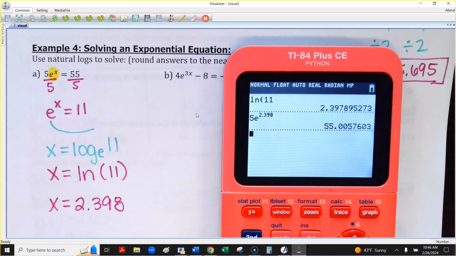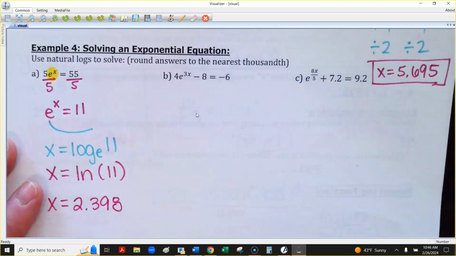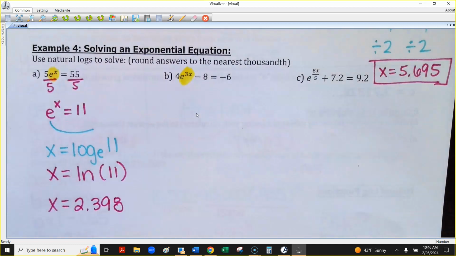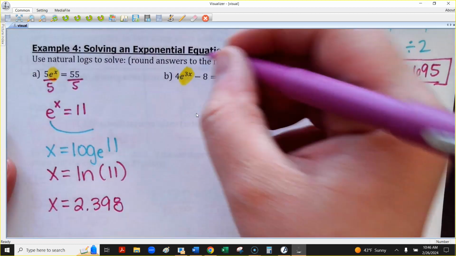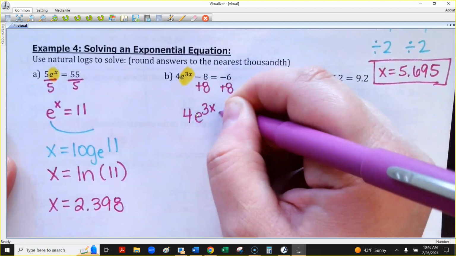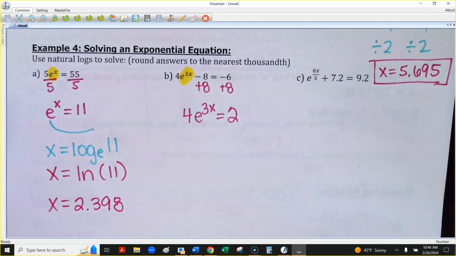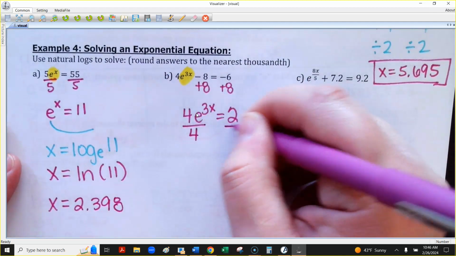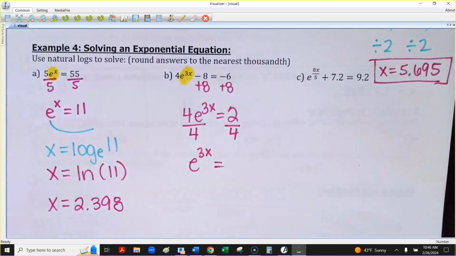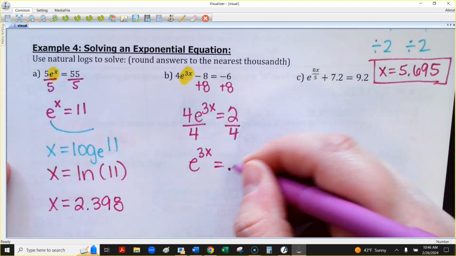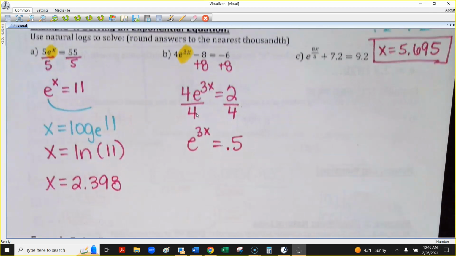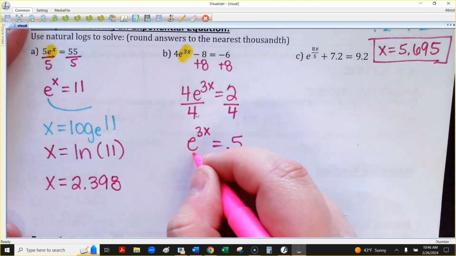You just want to isolate whatever you're taking to the exponent and then convert it to a log. If you're dealing with e as your base, we're just going to use a natural log. So for this guy, I'm going to add 8. So I got 4e to the 3x equals 2. Don't forget to divide by the 4. So I have e to the 3x equals 2 over 4, which is just a half. I'm going to type 0.5 in my calculator, so I'm just going to write 0.5 there real quick. Now, just remember, when you swing the e to the other side, it's the base of a log.